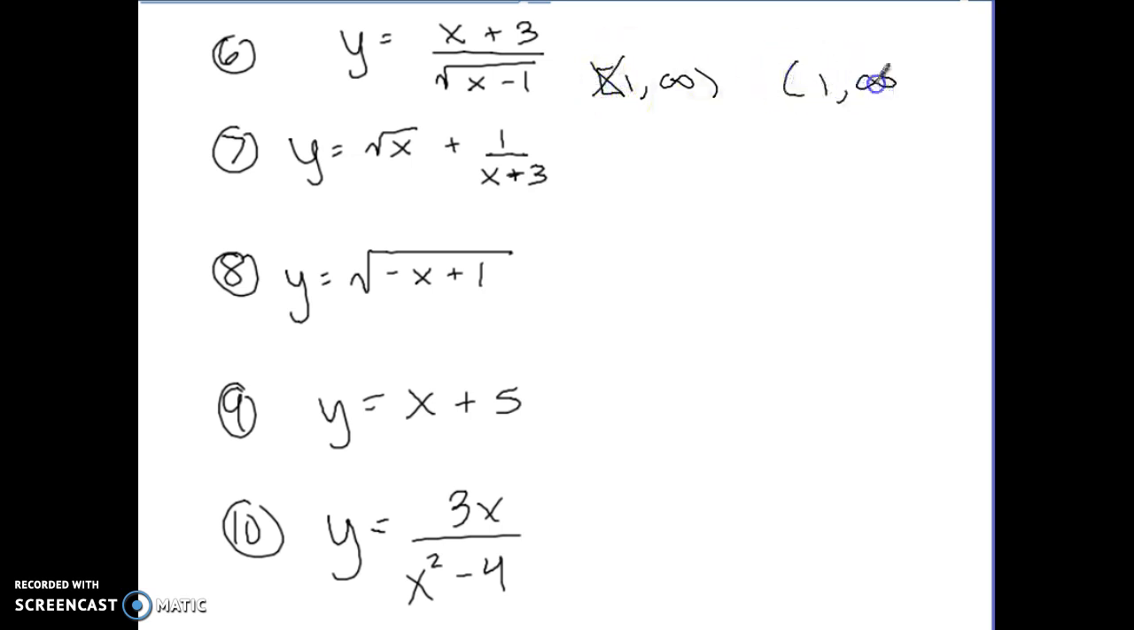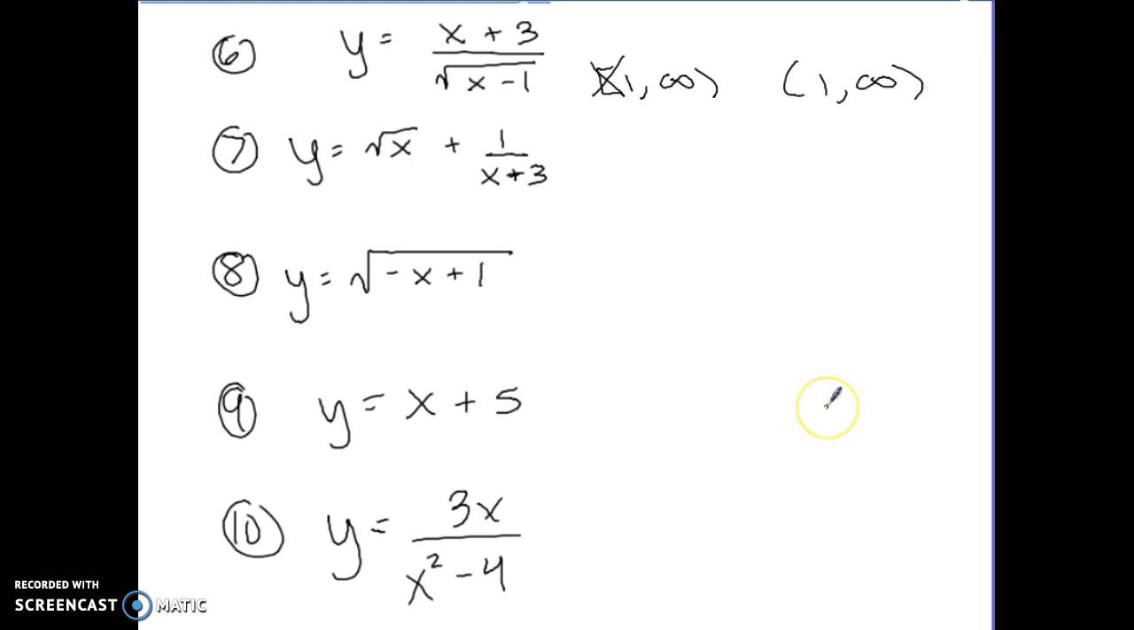I want to put a parenthesis, right? Because 1 can't actually be plugged in. 1 minus 1 is 0, and the square root of 0 is 0, and you don't want to divide by 0. Just ask yourself, can I actually do this? Can I plug that number in? Does it work? You can plug it in and see if it works.